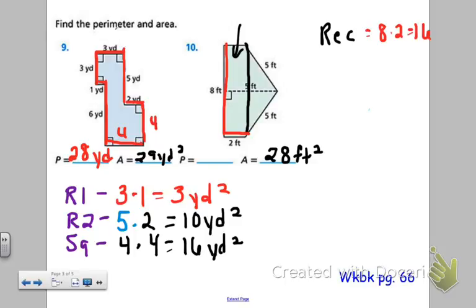Then I have to do the triangle. So it looks like I have a base of 8 still, right? Because it's the same as the other side of the rectangle. No matter which way you look at it, the length of the rectangle is 8, causing the base of this triangle to be 8.